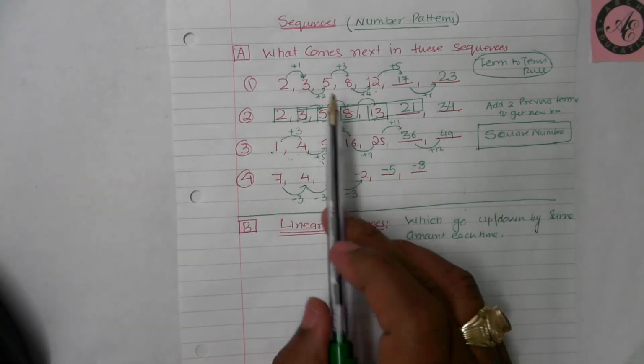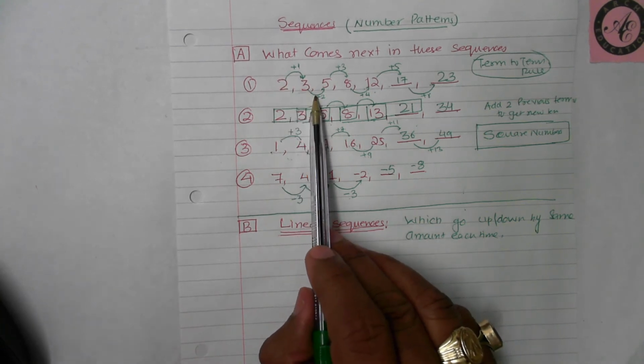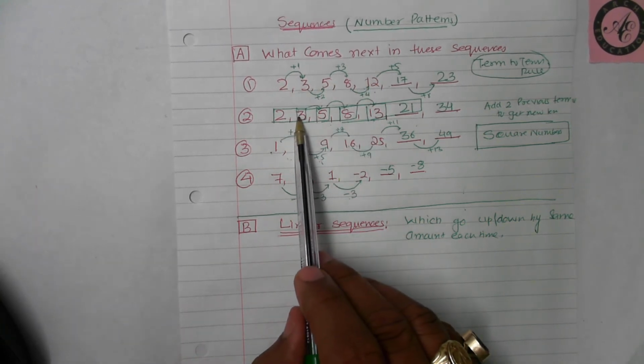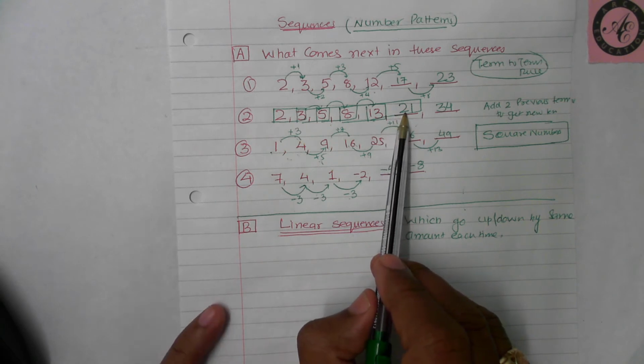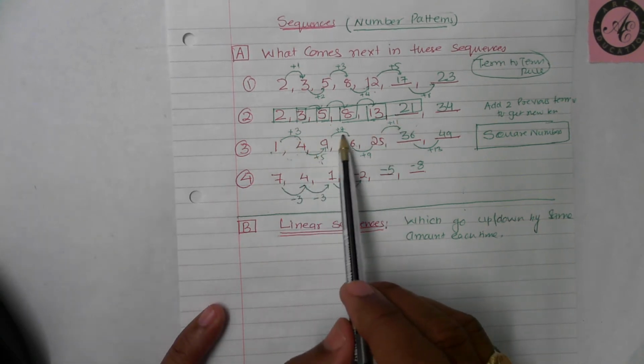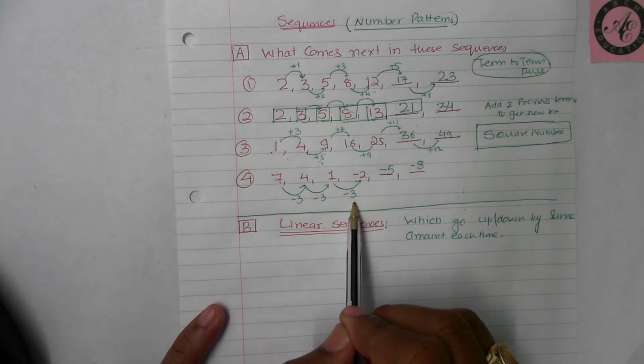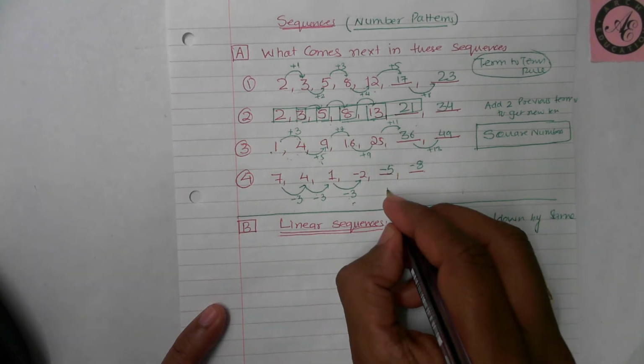Alright then guys, the first one is going up in 1s, then 2, then 3, not the same. This is completely different, it's not even linear. This is going up in 3s, then 5, not the same. What about this? This one is going down in 3s, so this is a linear sequence.